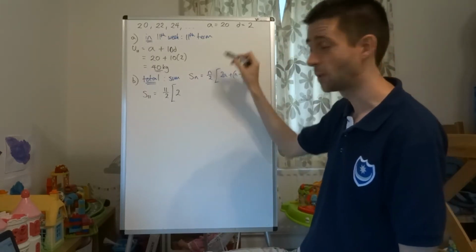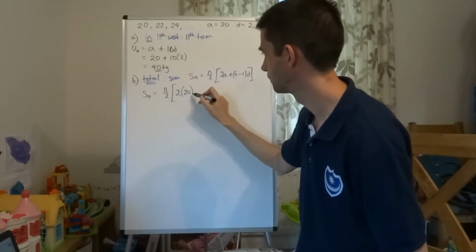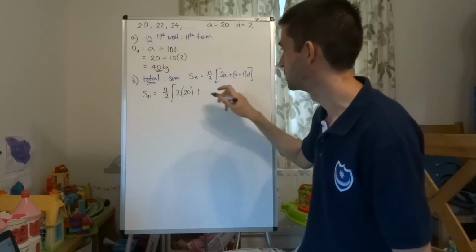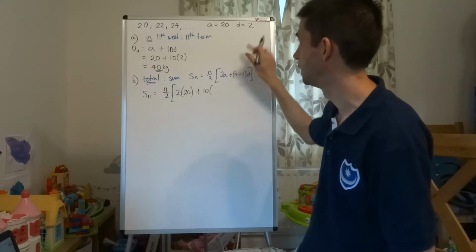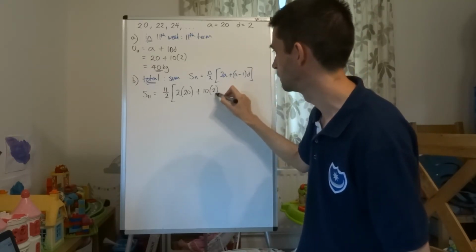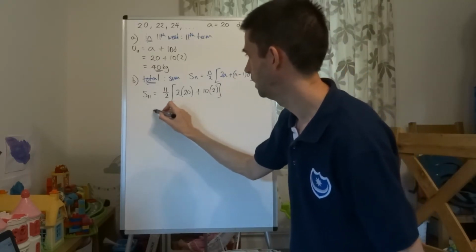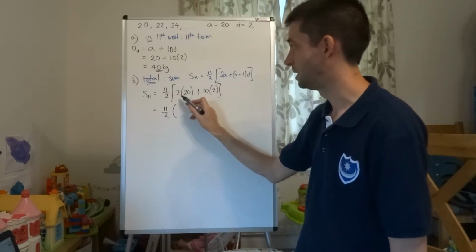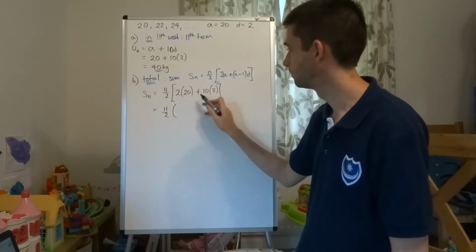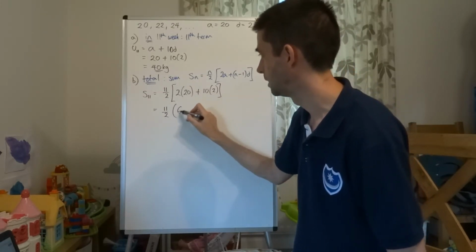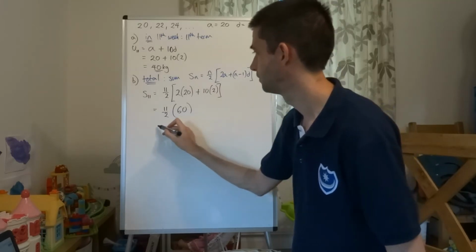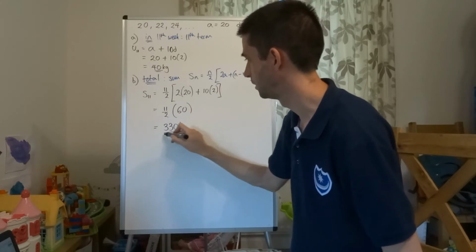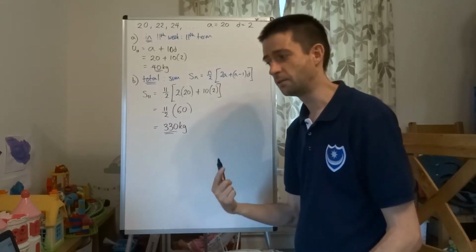2a, well we know that a is 20, that's the first term, plus n minus 1. So if n is 11, n minus 1 is 10. So 10 lots of d, the common difference, which is 2. So what I'm going to have here is 11 over 2 multiplied by 2 times 20 is 40, 10 times 2 is 20. So that is multiplied by 60. So that is going to give me a total of 330 kilograms collected in the first 11 weeks.